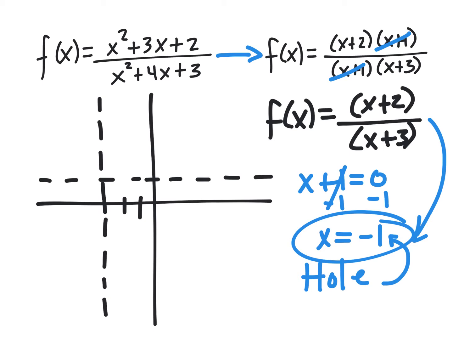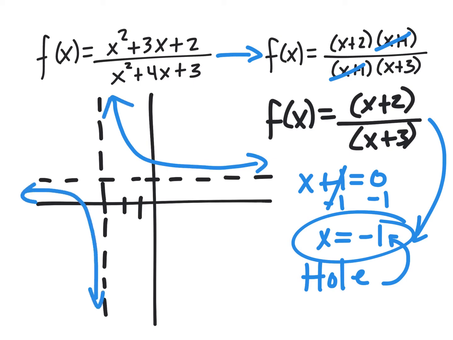Let's change colors here so that it stands out a little better. We have one piece here, and we have a piece here. Now, because there's a hole at -1, we're going to have a piece in the graph that's missing. So at -1, we're going to have a gap. Everything will exist in this function except for x equals -1.